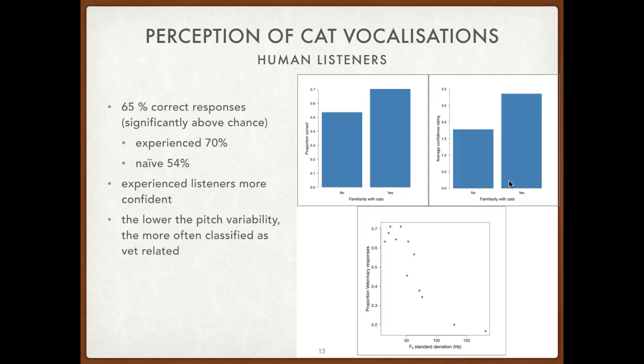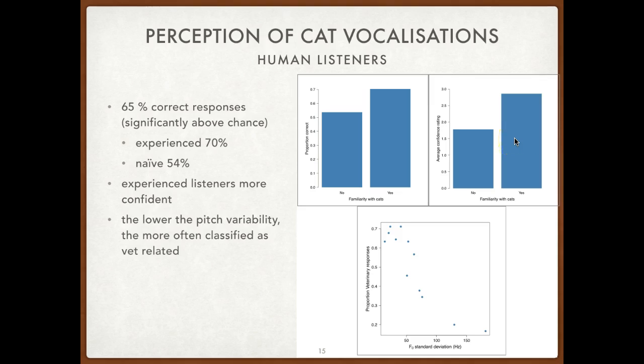And the results, significantly above chance, experienced listeners were able to judge 70% correct. Those who did not have any experience of cats, a bit lower. And also the experienced listeners were more confident in their responses than inexperienced ones.